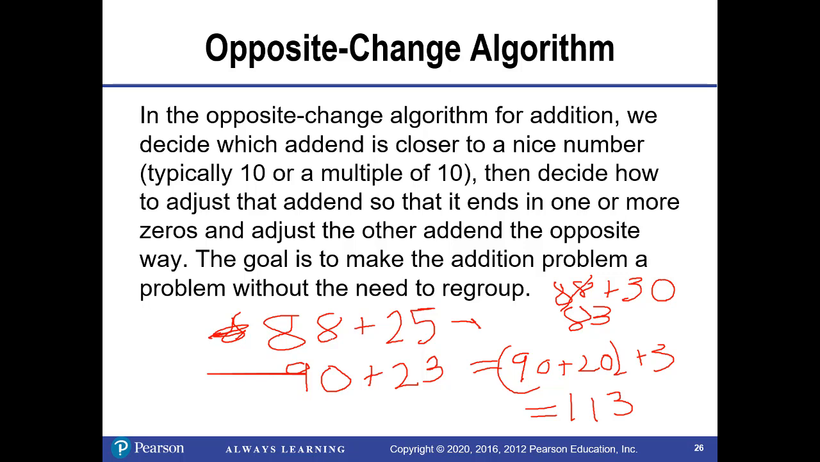It's often something people will do when they're adding in their heads. And again, this is more for larger numbers. It's not as much for 8 plus 7, although it works there too. I add 2 to 8, so I have to subtract 2 from 7.